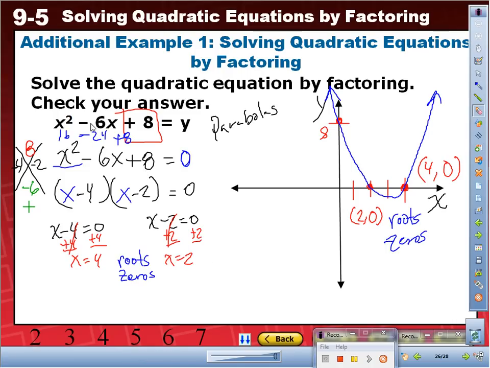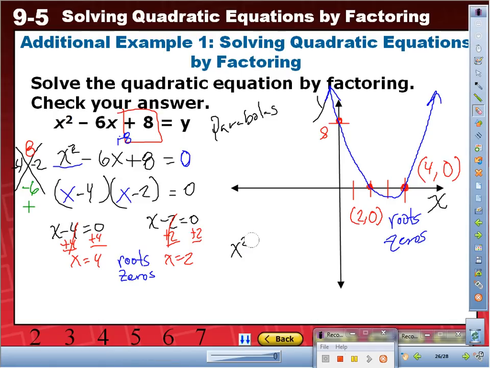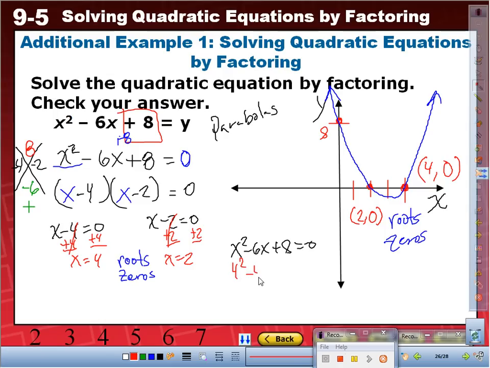Okay, here it goes again. I'm going to substitute the 4 into our equation here. Let me show it right here. X squared minus 6x plus 8 equal to 0. I'm going to substitute the first value, which is what? 4 squared minus 6 times 4 plus 8 equal to 0. This is 16 minus 24 plus 8. If I combine the positives, this is 24 minus 24. Is 0 equal to 0? Yes. We do the same for the 2.